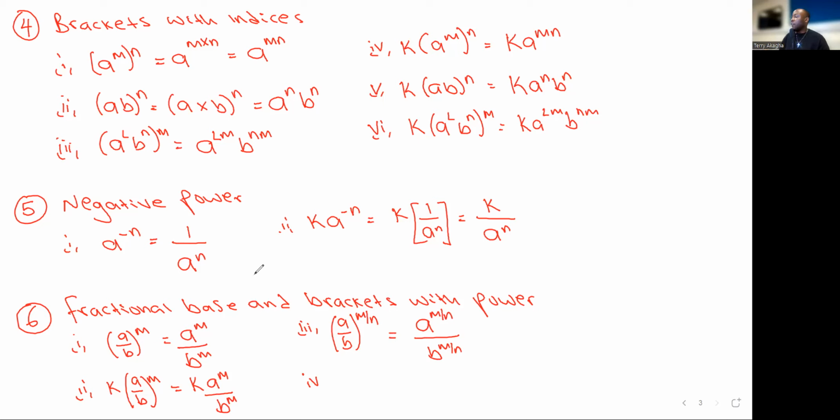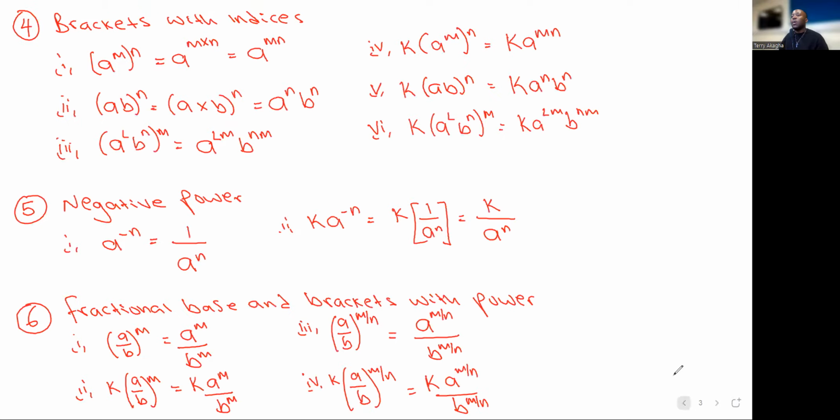If you have a coefficient, it's going to be K (A over B) raised to power M over N. The same thing, you solve this as usual to give you this, then you multiply your answer by the coefficient. So it's going to be K A^(M over N) divided by B^(M over N). That's number 6.